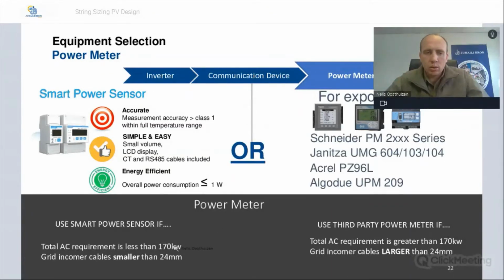Just a note on this one, where it's referring to less than 170 kilowatt and more than 170 kilowatt, it is specifically your total AC requirement. So it's not the AC requirement of your inverters. Say you've got a factory with a total AC requirement of 500 kilowatt, but you're only putting in 100 kilowatt of inverters. Because the total AC requirement of the complete installation is more than 170 kilowatt, you will have to use a third-party power meter. So please be mindful, it's not the AC rating of the inverters, but the total AC requirement of your installation.